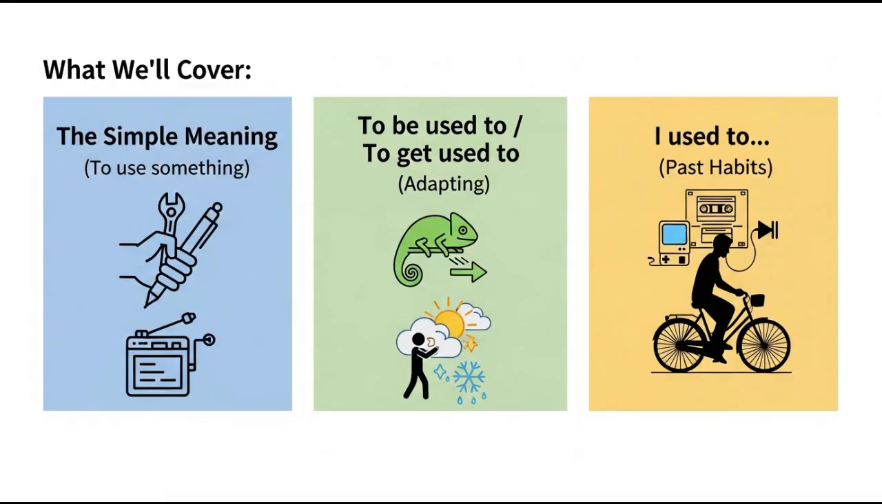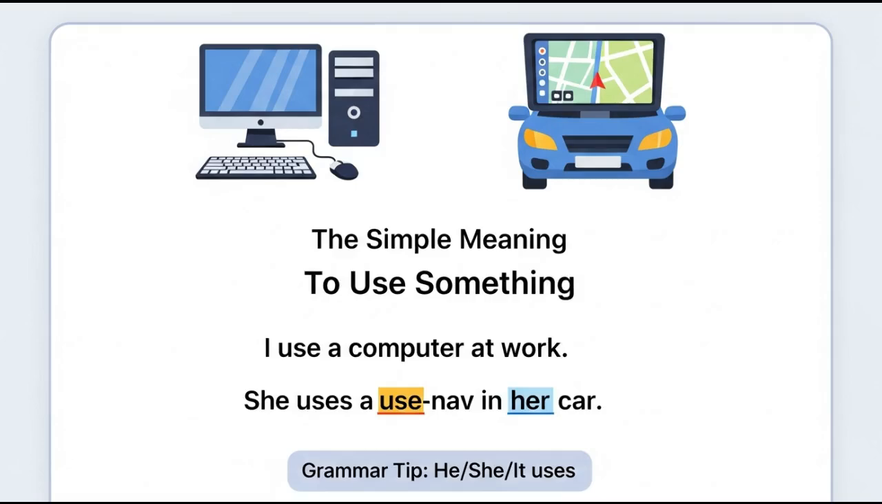Okay, let's just start with the simple meaning, right? To use something, the simple meaning. I use a computer at work. Okay, I have a computer on my desk. I use it. It's part of my job to use the computer.